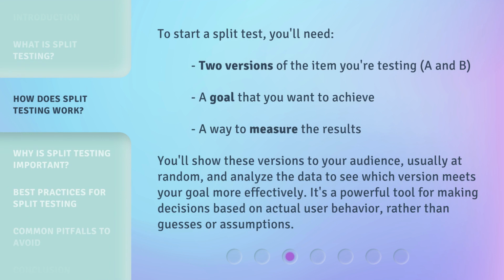To start a split test, you'll need two versions of the item you're testing, A and B, a goal that you want to achieve, and a way to measure the results. You'll show these versions to your audience, usually at random, and analyze the data to see which version meets your goal more effectively. It's a powerful tool for making decisions based on actual user behavior, rather than guesses or assumptions.